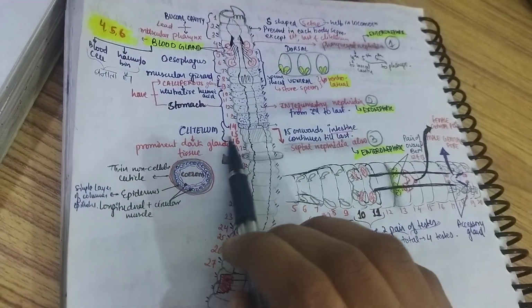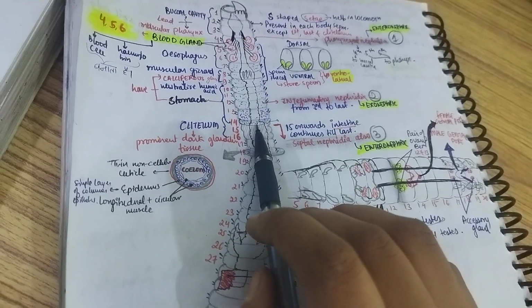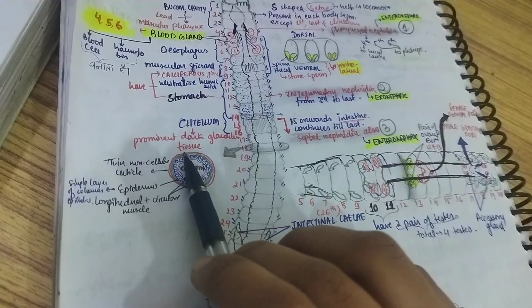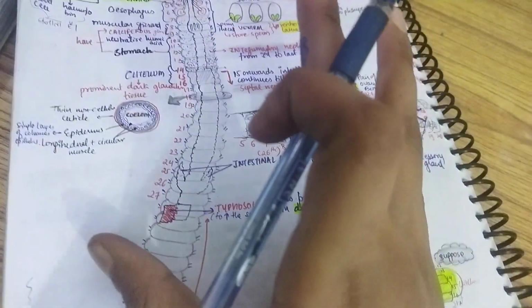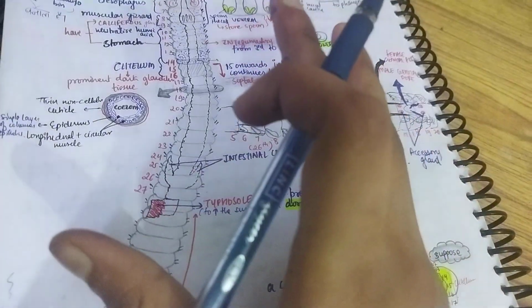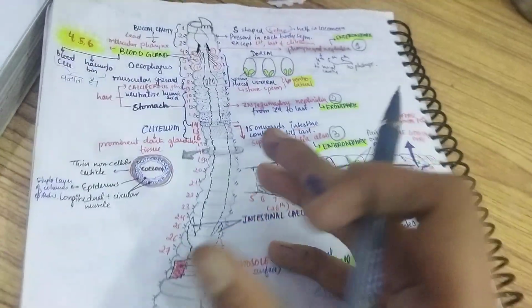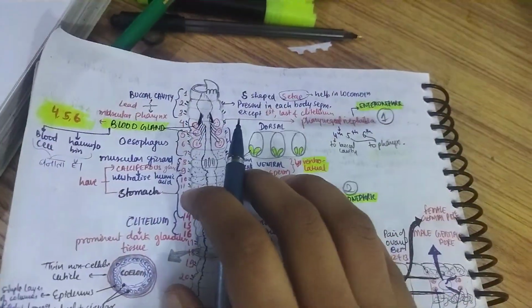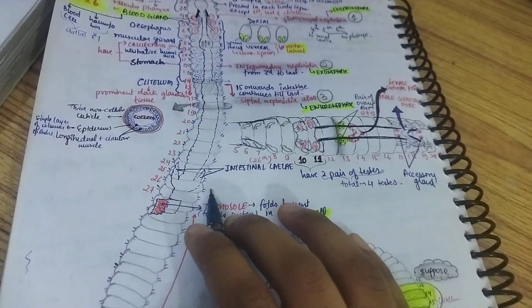Then the clitellum is the region of segments 14, 15, 16. This is the clitellum region. It is a prominently dark colored glandular tissue. It appears separately, being of dark color, so we can recognize it simply. Then let us continue with the intestine.